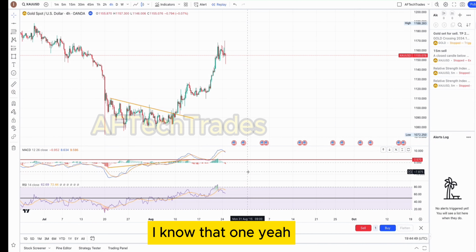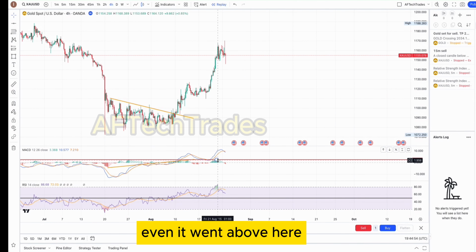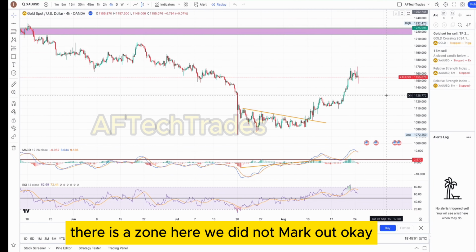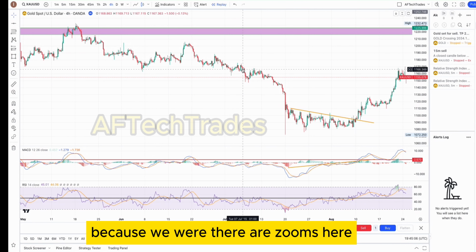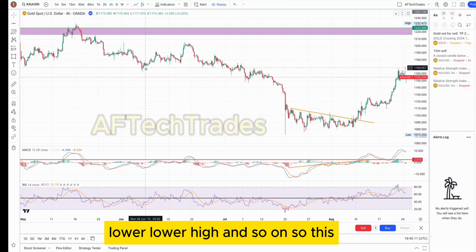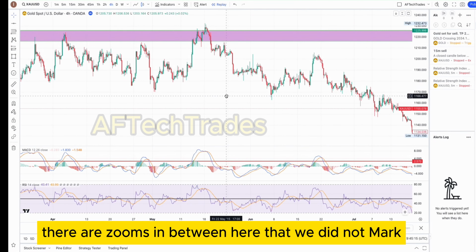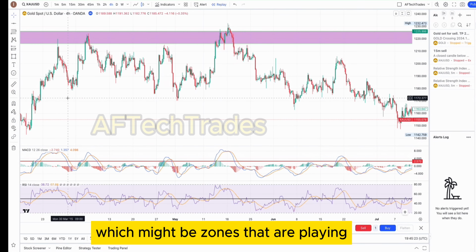Now another one. Here I have it. You see, look at what we said here. Even though it went above here, we're not able to take the trade because, as I said, it's a potential reversal. There is a zone here we did not mark out. If you check, you have lower low, lower high, lower low, lower high, and so on. So there are zones in between here that we did not mark, which might be zones that are playing.